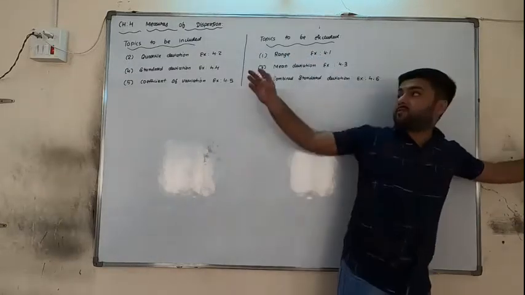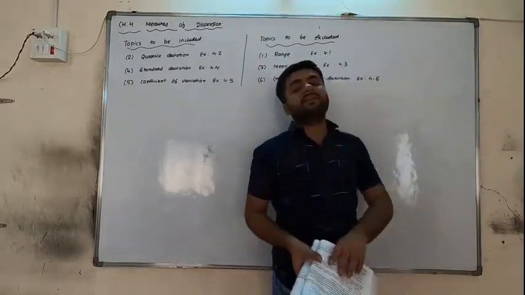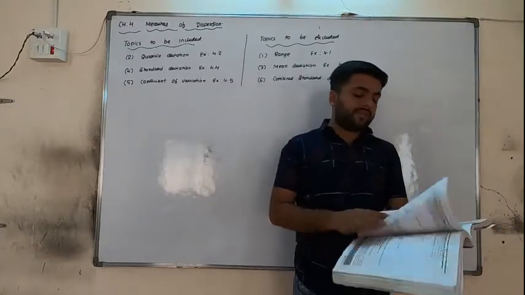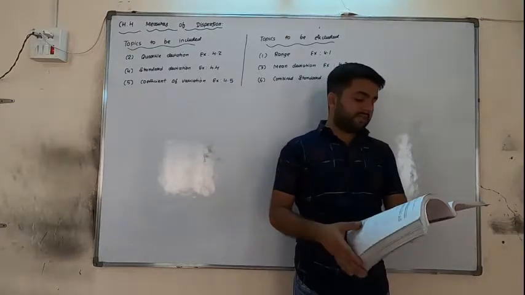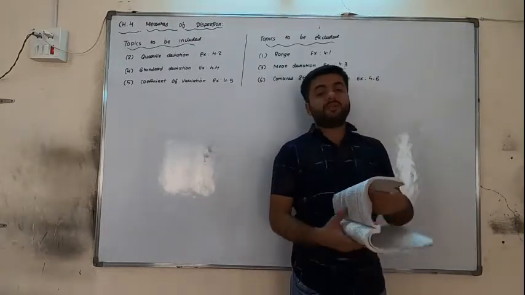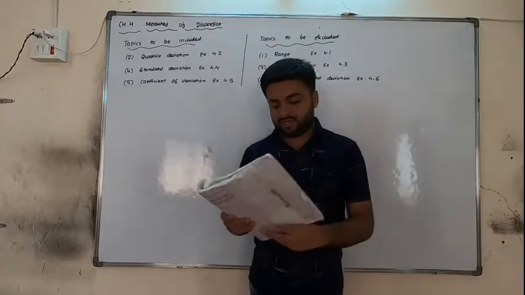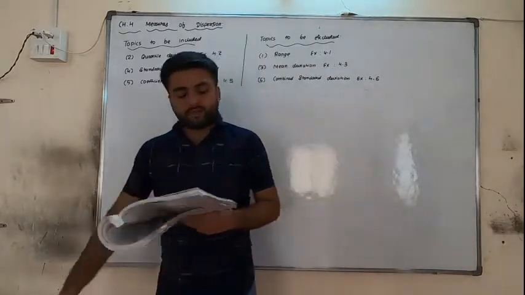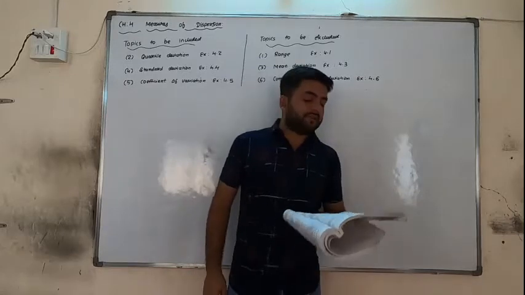Now we are excluding range and directly we are starting quartile deviation. So the range topic is excluded. So 4.1 is excluded. Now come to page number 128. We are going for quartile deviation. Okay. Now what is this quartile deviation?